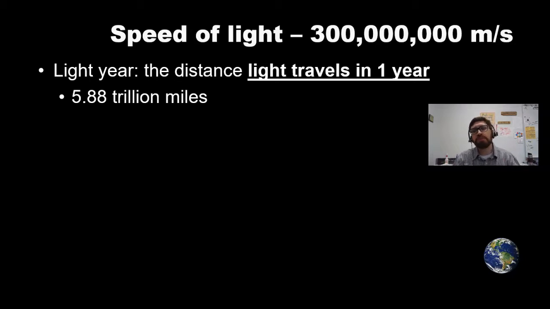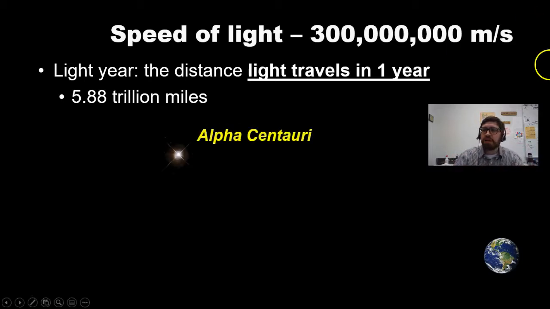So what we need to know is that light years are the sort of meter stick that we use when we measure distance in outer space. We can't use meter sticks anymore. We can't use miles or kilometers. As you can see, 5.88 trillion miles really doesn't cut it. We have to measure things in light years. So I'm going to show you a couple of stars.